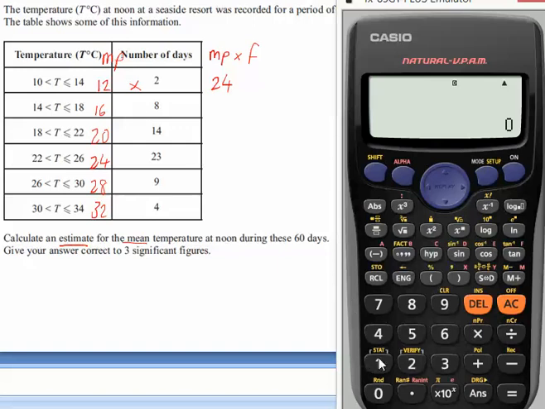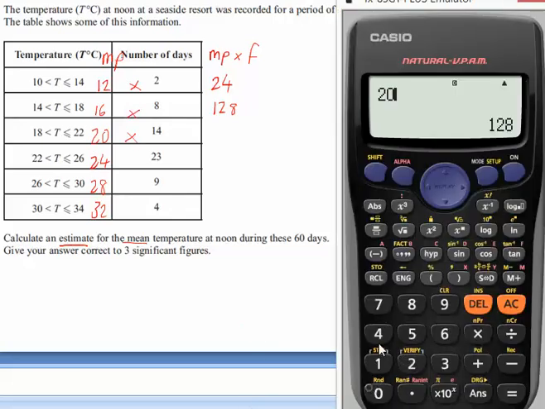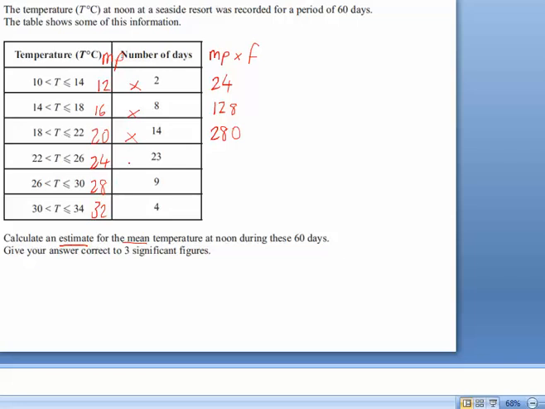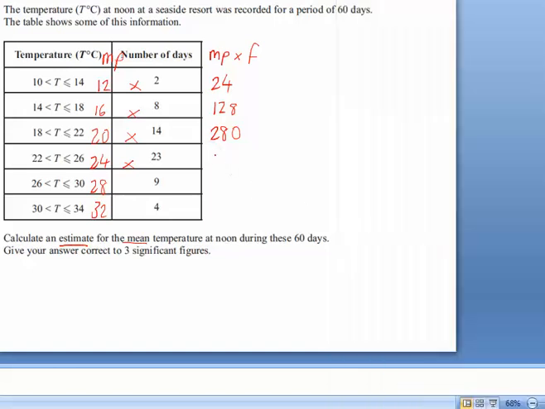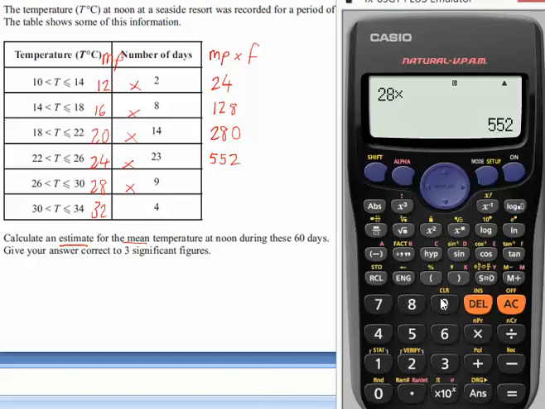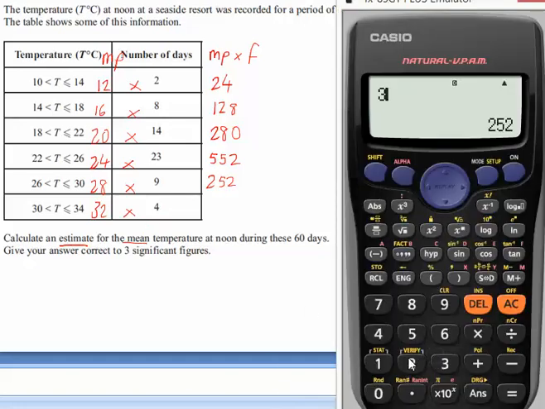So 16 times 8 gives me 128, which I'll pop there. That was 16 times 8. 20 times 14 gives me 280. 24 times 23 gives me 552. 28 times 9 gives me 252, and finally 32 times 4 is 128.